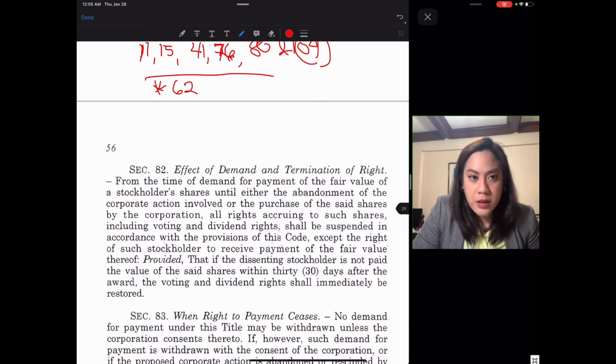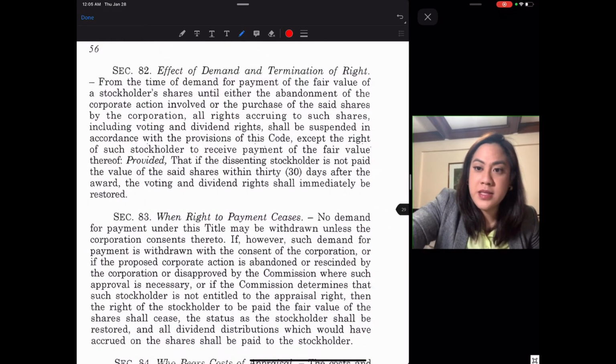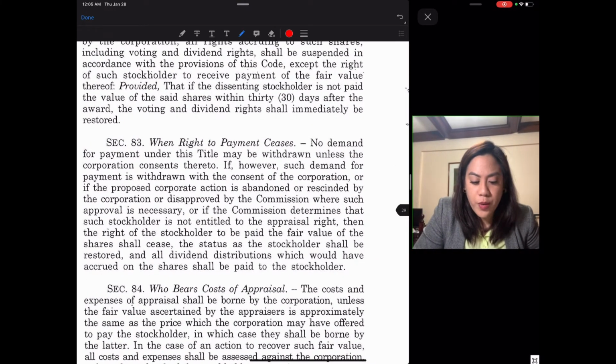Once the three persons arrive at an award, then the 30 days shall start within which the corporation must pay the stockholder. The demand for payment ceases only upon the consent of the corporation. It cannot be by the whim of the dissenting stockholder, "I don't want to, I want to stay." No, it's not that way. Once you make a demand, your rights are suspended, and the right to payment only ceases when the corporation consents, or the corporation decides to abandon the act that the stockholder was dissenting on.